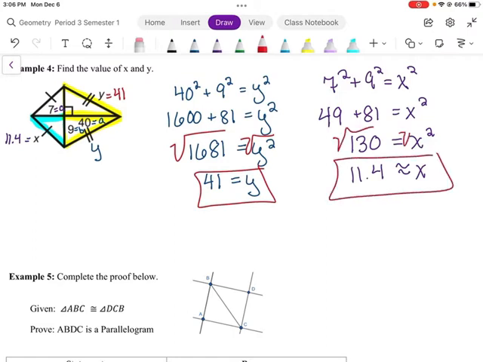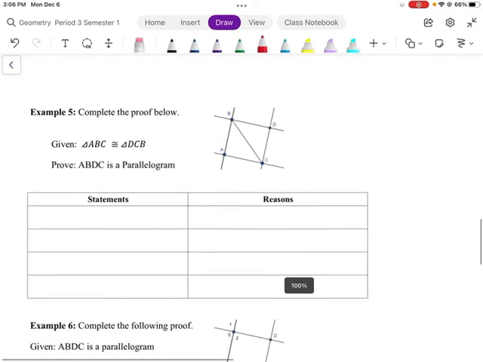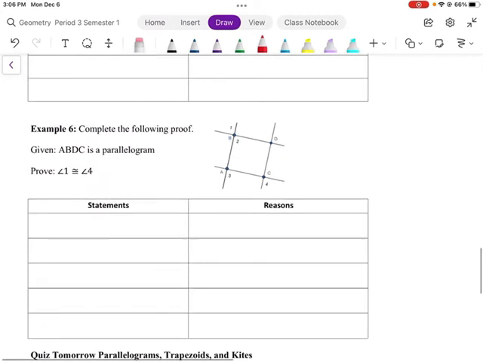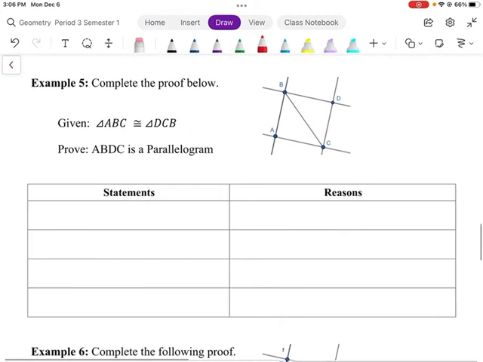Okay. So now we are going to have 2 more proofs to do before we are done with the notes. All right. So our first proof we are going to complete. We are given that triangle ABC is congruent to triangle DCB. And that is our given information.